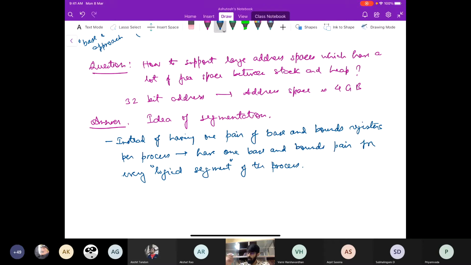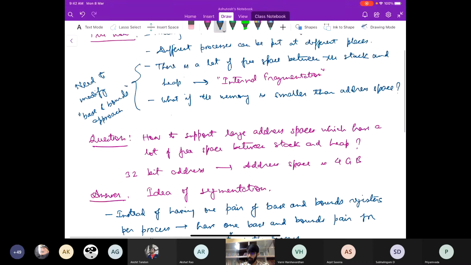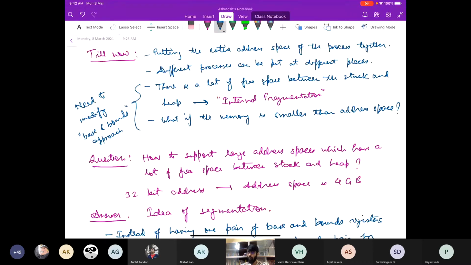All right. So yeah, what was I saying? So just to repeat, if somebody wants to go through the recording, till now what we had seen was that the address space of the process was put together, and even though different processes could be put at different places, and there was a lot of free space between the stack and the heap inside the process address space, and since it is put together, this would cause the free space to go wasted. It cannot be allotted to any other process, and that is called internal fragmentation.